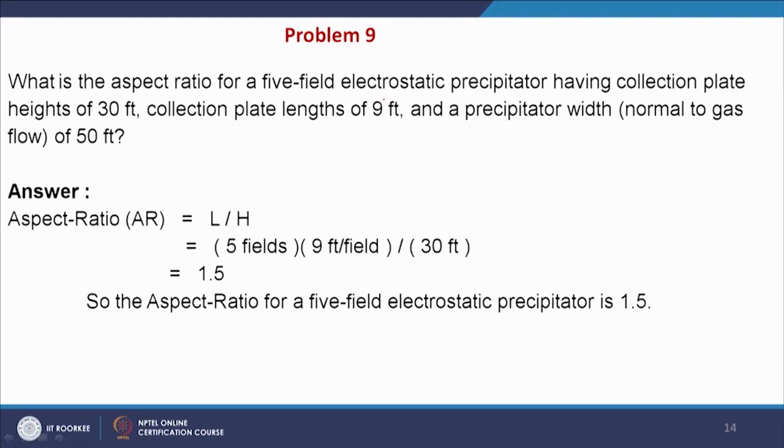So, now we are able to solve, and problem number 9, the statement is: what is the aspect ratio for a 5 field electrostatic precipitator having collection plate heights of 30 feet, collection plate lengths of 9 feet and a precipitator width normal to gas flow of 50 feet. So, this is a problem of again ESP. So, here aspect ratio, you know, is L by H. So, height is here as 30 feet and we have 5 fields and each field we have 9 feet length. So, 5 into 9 divided by 30, or 1.5, will be our aspect ratio. So, the aspect ratio for a 5 field electrostatic precipitator is 1.5.